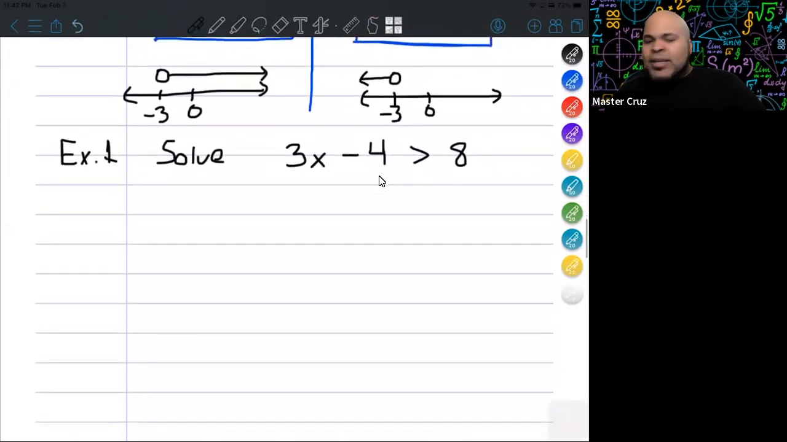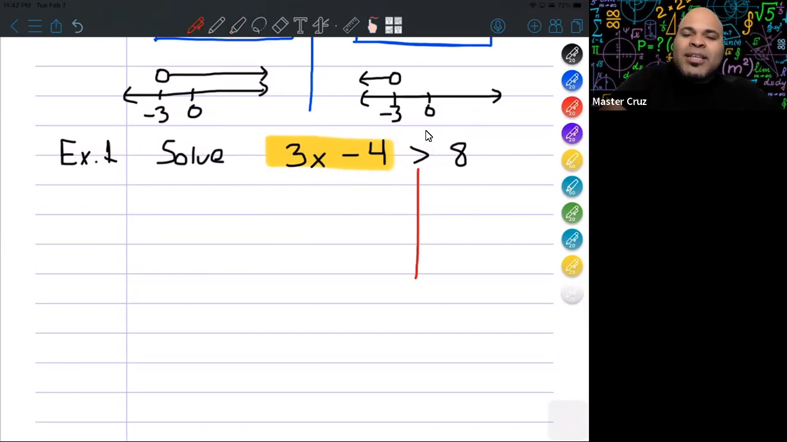So example 1, here we go. Example 1 says 3x minus 4 is greater than 8. So why is x not by itself? X is not by itself because it's being multiplied by 3 and subtracted by 4 on this side of the inequality symbol. So I'm going to draw my line down to make sure that I cancel the numbers on the left-hand side, 3 and -4.